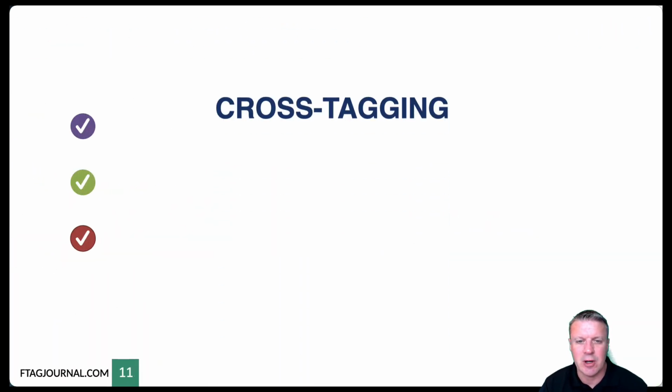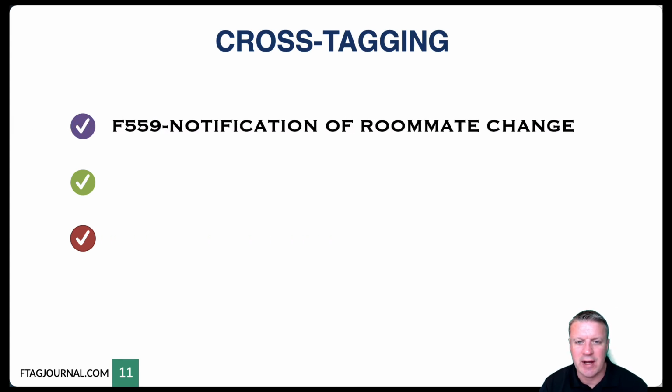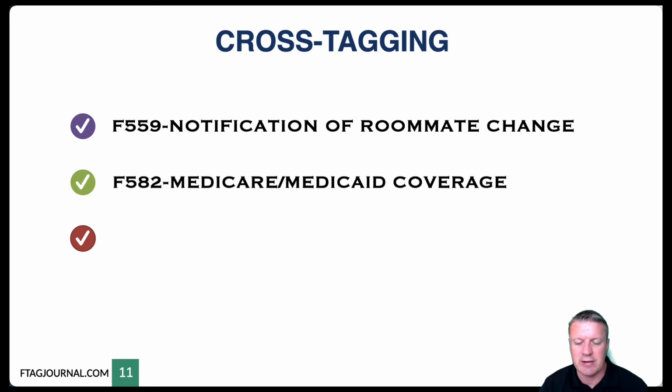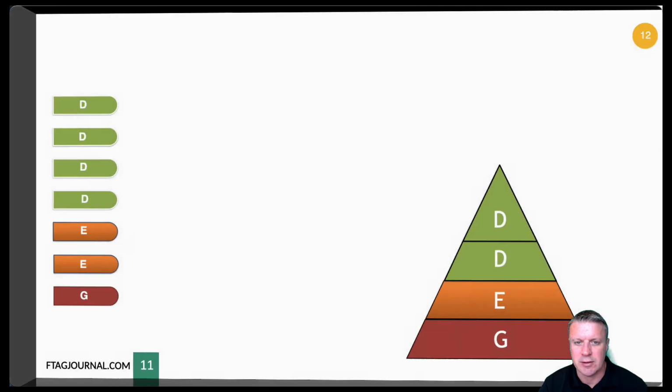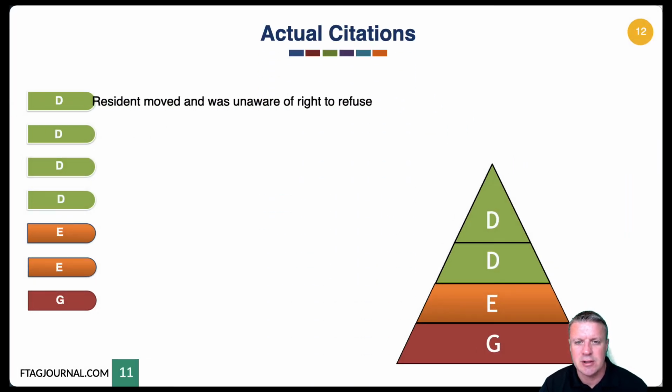So there is some cross-tagging potential. F559, which is notification of roommate change. That's also a room change. F582, which is Medicare and Medicaid coverage, and F620, which is admission, transfer, and discharge rights. So here are the actual citations.